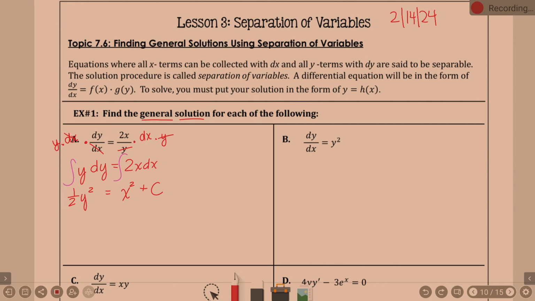Multiply both sides by 2. Yes, multiply both sides by 2. Hold that thought. I'm not there yet. I want to talk about something else. So then it becomes y squared equals 2x squared plus c. Now, I talked the other day that you don't usually write then a 2c.